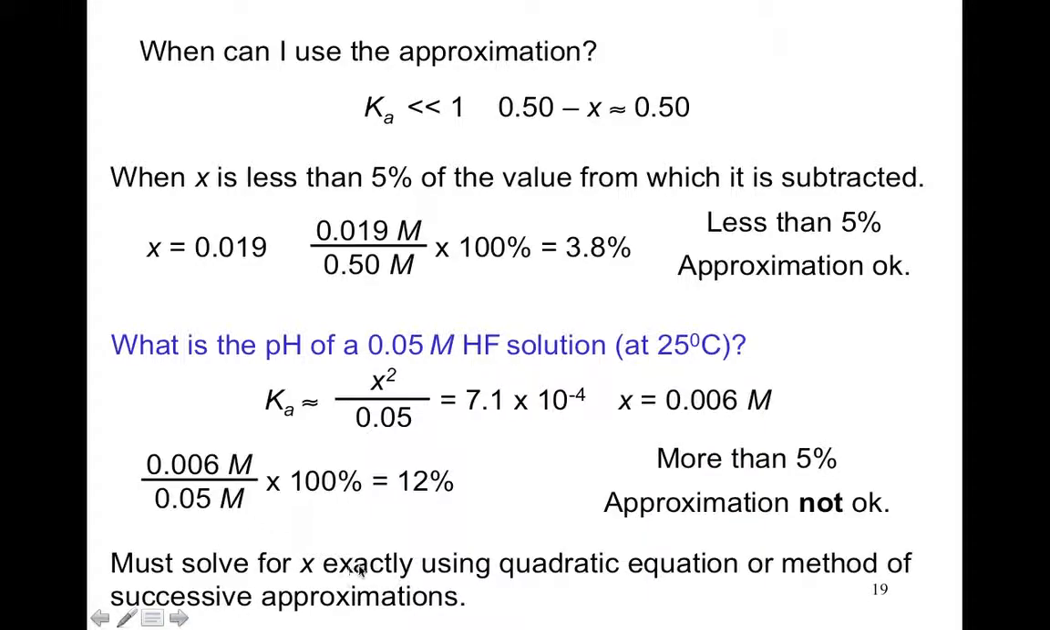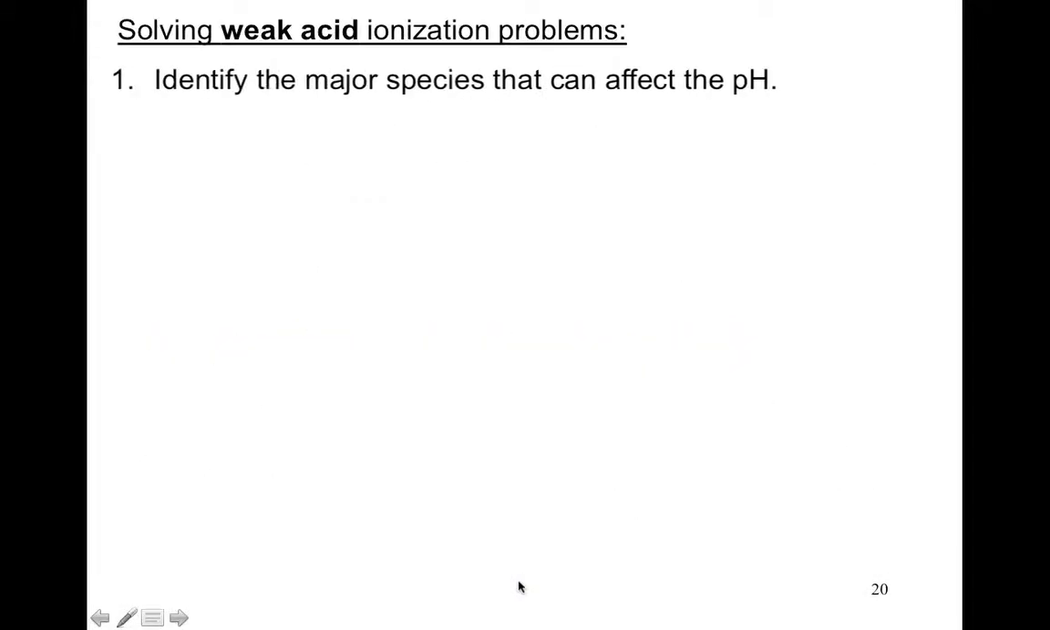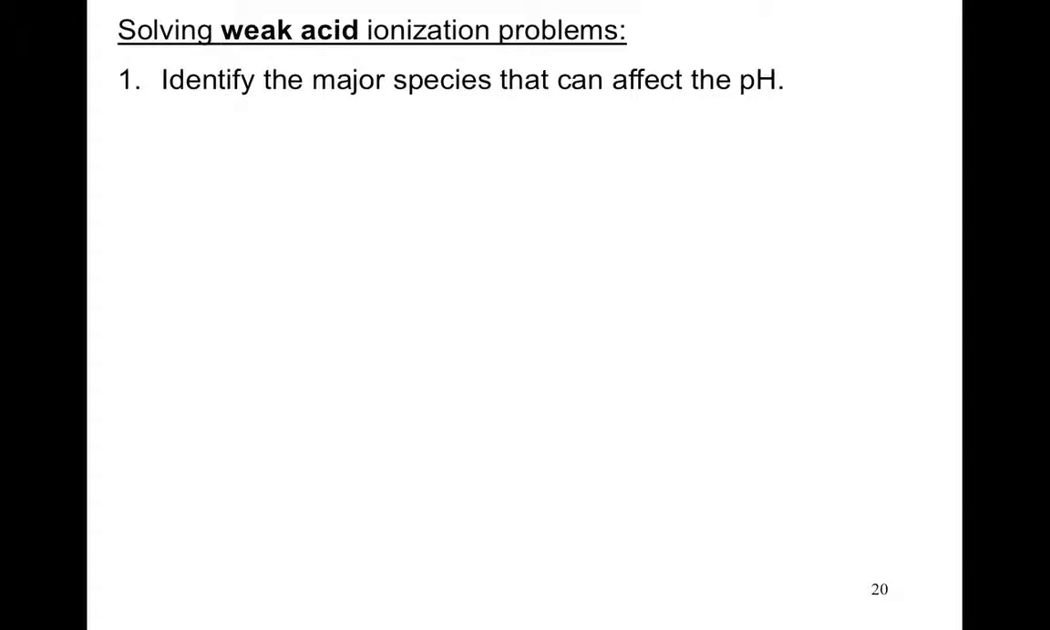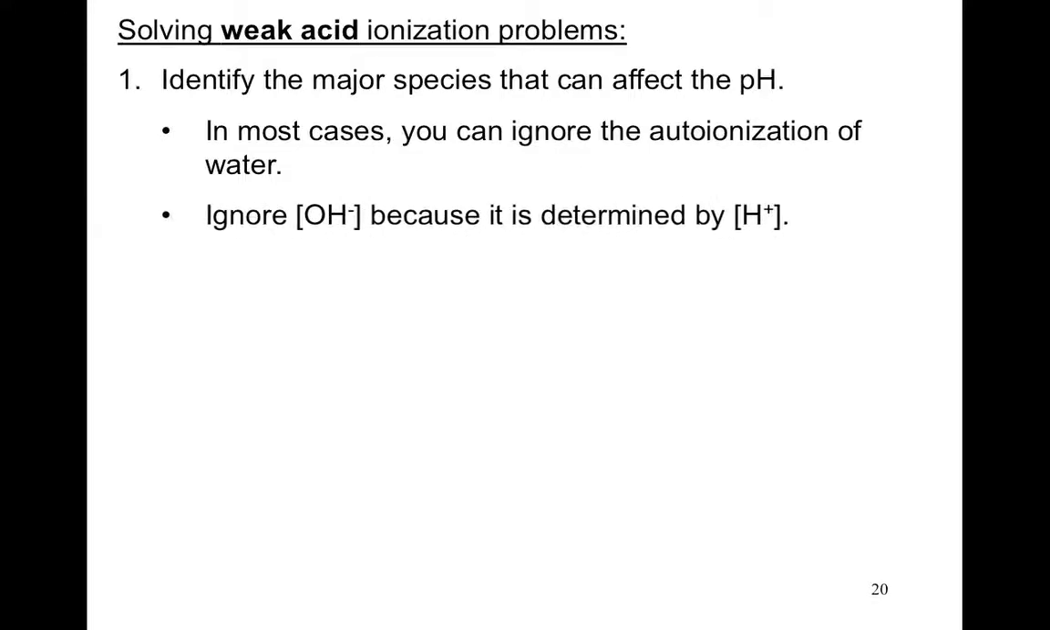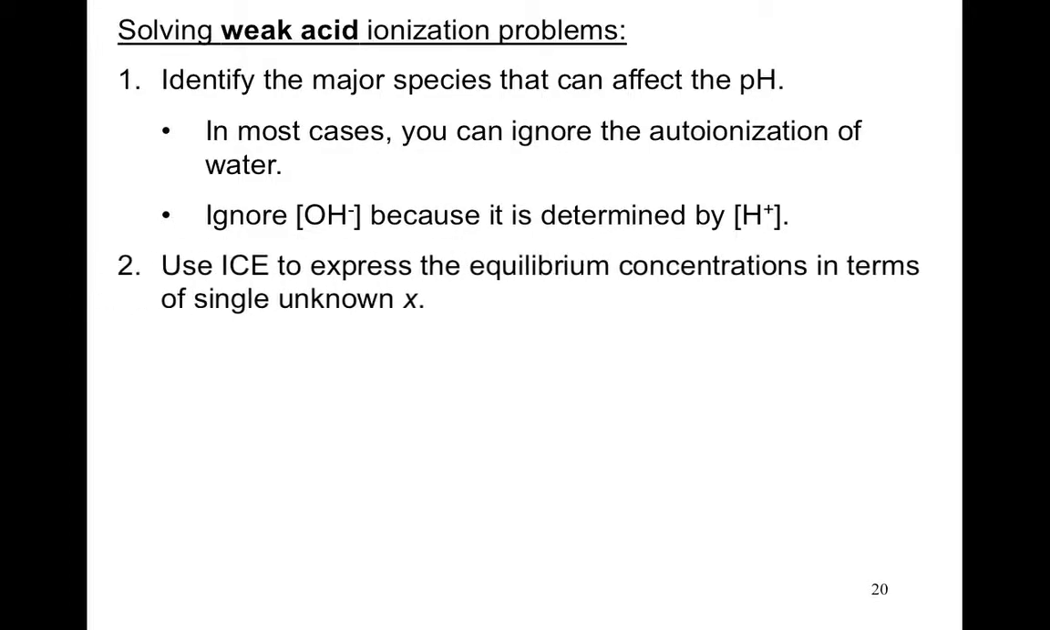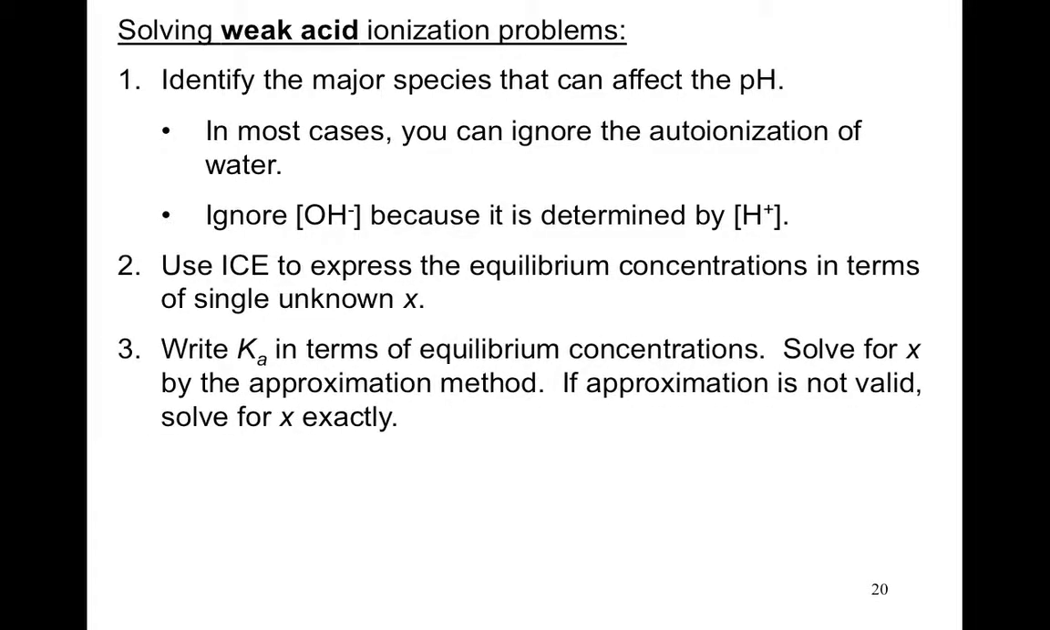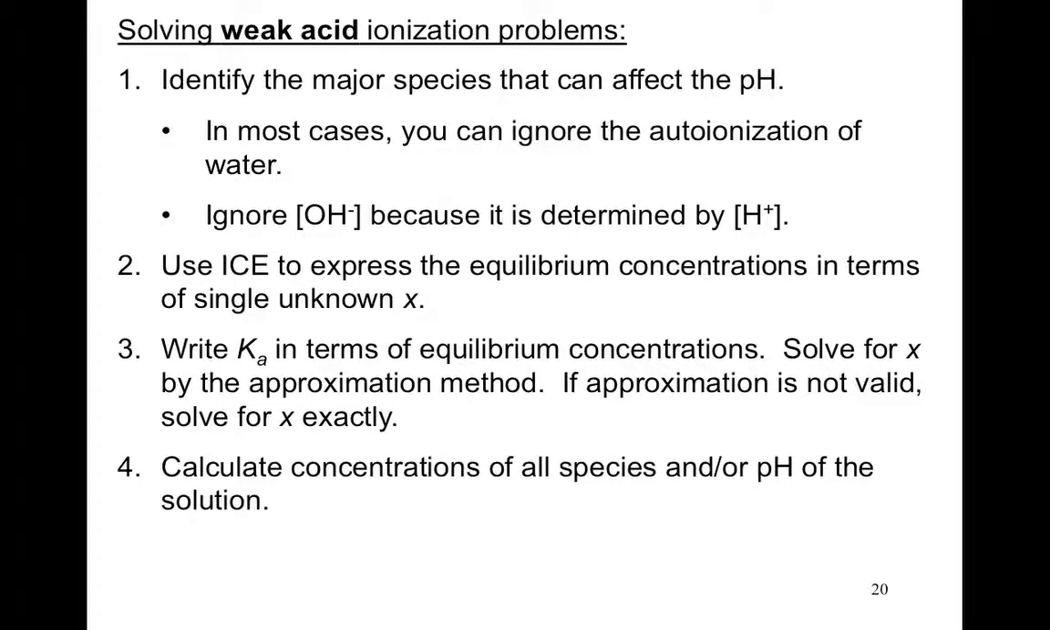So you've got to solve for x. You either use the quadratic equation or successive approximations, which is taking that x out. So how do we solve it? Number one, identify major species that can affect the pH. Ideally, there's only one, and then it's going to be pretty easy to work with. In most cases, you can ignore water. It's a very, very small pH change from water. Ignore the hydroxide ions because it's determined by hydrogen ions. Use ICE, again, to express equilibrium concentrations in terms of x. Write the Ka. Solve for x by the approximation method, or solve for x exactly. Either way, it's going to get you very close to the same answer.